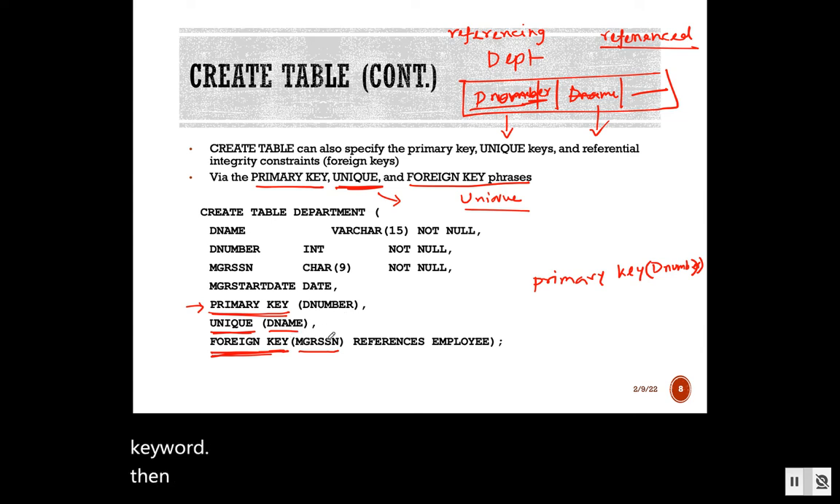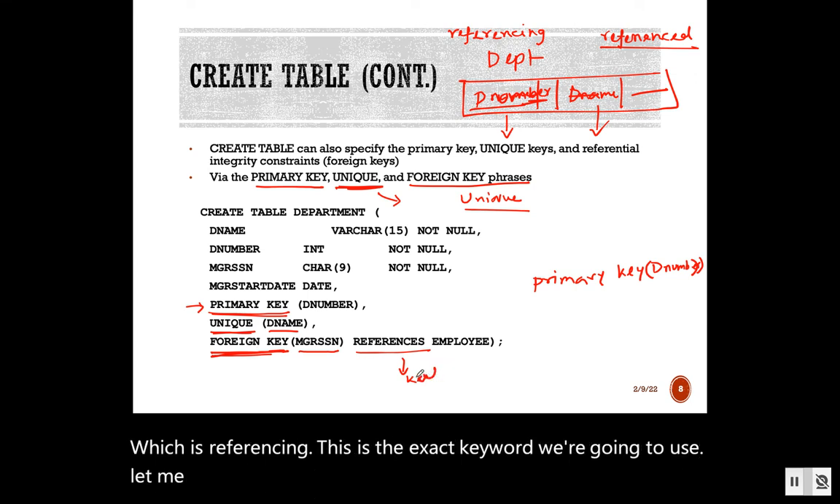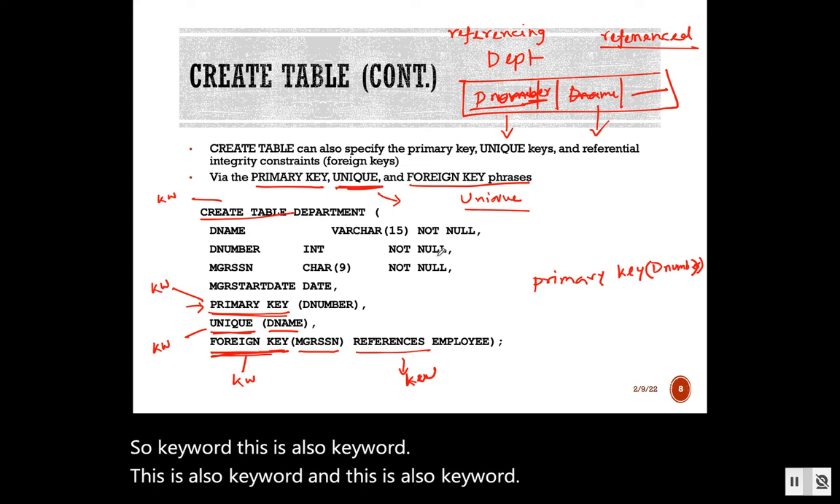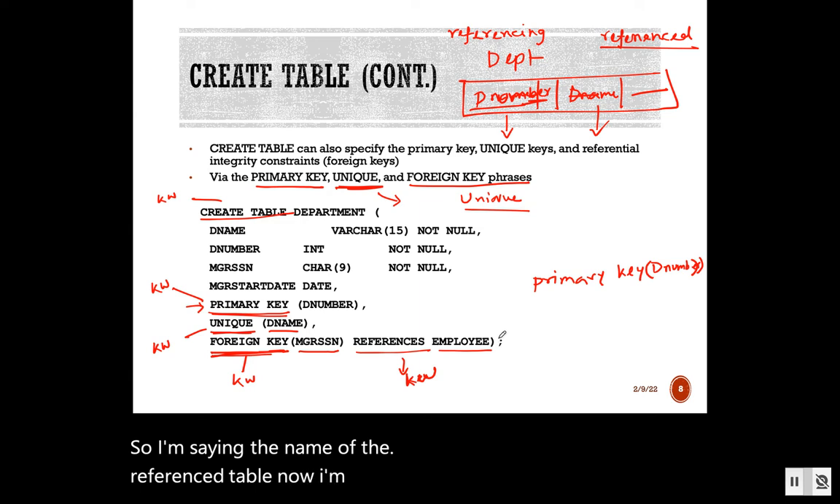Then I'm saying that manager SSN is the foreign key which is referencing, this is the exact keyword we are going to use. Let me write that as KW, keyword. This is also a keyword, and this is also a keyword. Okay, so references employee. So I'm saying the name of the referenced table. Now I'm here ignoring the name of the attribute.